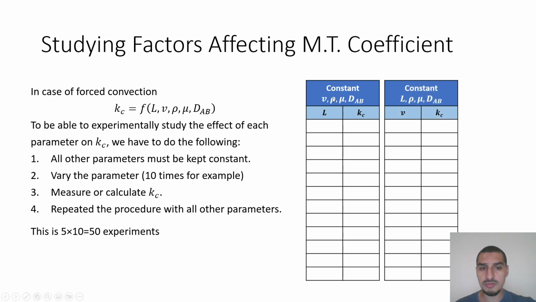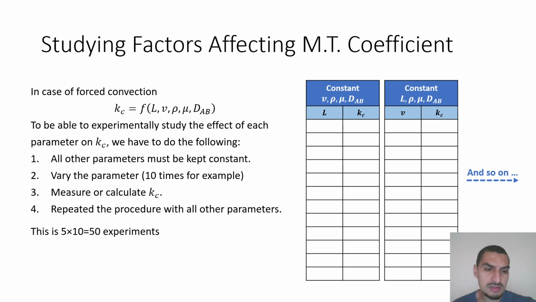For the first table, I'm keeping V, ρ, mu, d constant, and I'm changing L, measuring Kc. The same for V, everything else is constant, and so on until I finish the 5 parameters. So I have 5 tables. Each table contains 10 data points, if 10 is okay. And then we have all our data points.